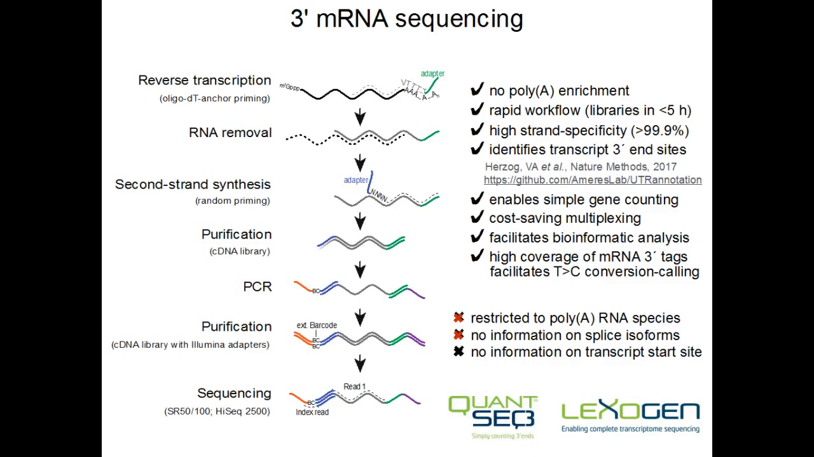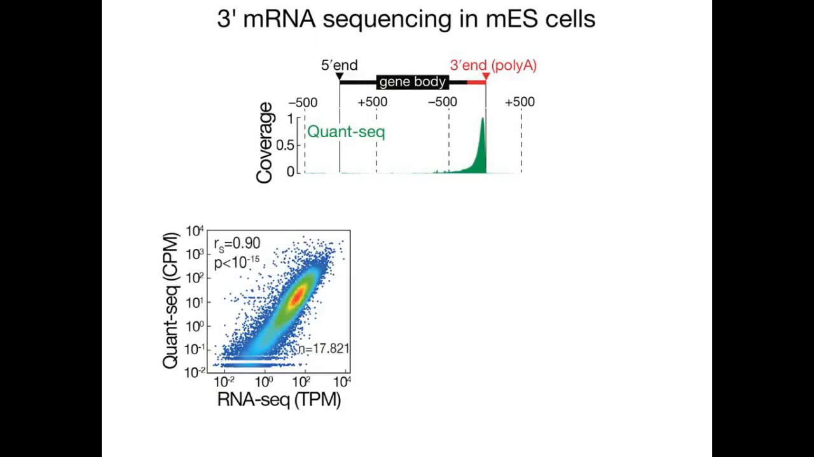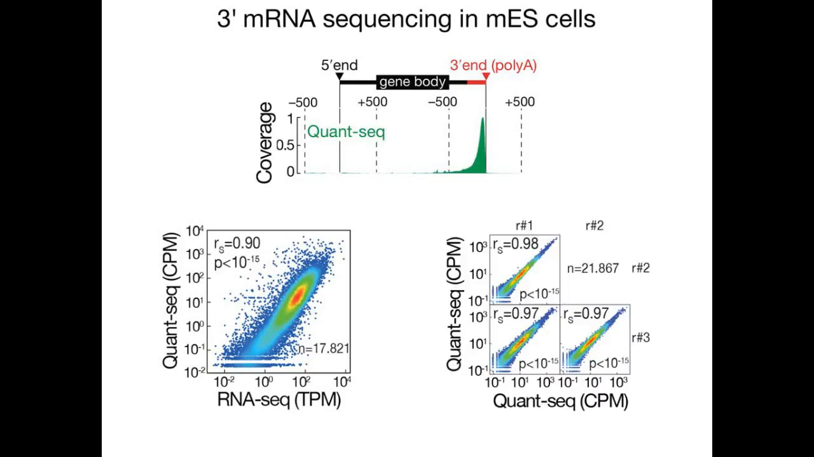Now we have performed validations of QuantSeq across close to 100 libraries, meanwhile, mostly in mouse embryonic stem cells. And the meta-analysis, as you can see here, shows a clear enrichment of the fragments within around a 250 nucleotide window upstream of annotated mRNA 3' ends. And comparison of QuantSeq signal shows an overall high and significant correlation with standard RNA sequencing approaches across more than 17,000 transcripts. And most importantly, QuantSeq delivers highly reproducible results across biological replicates.